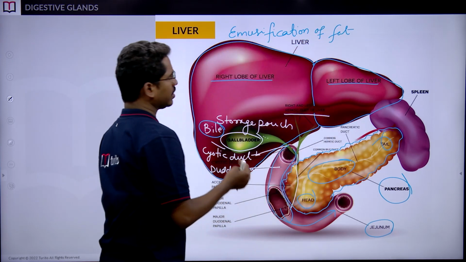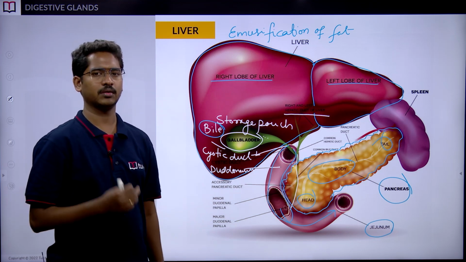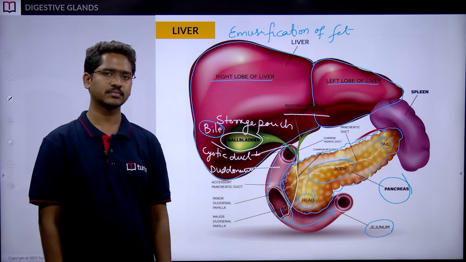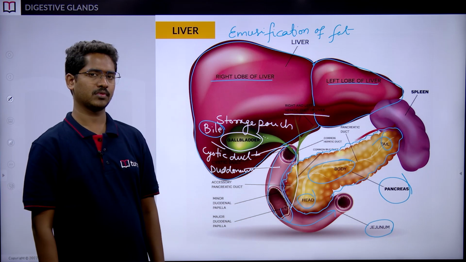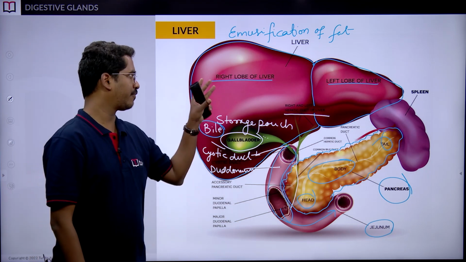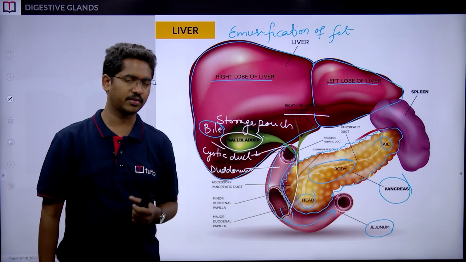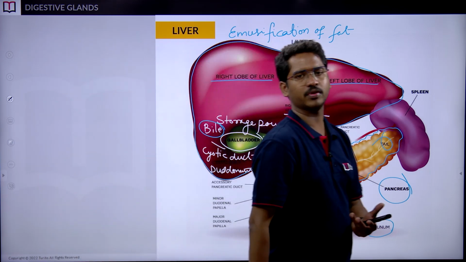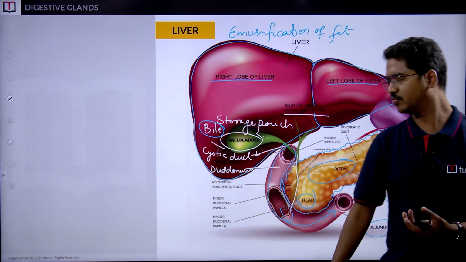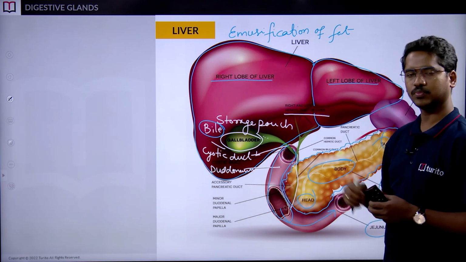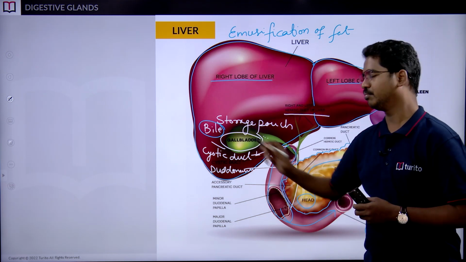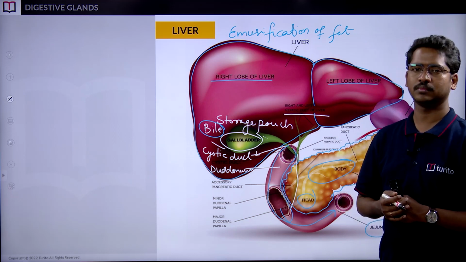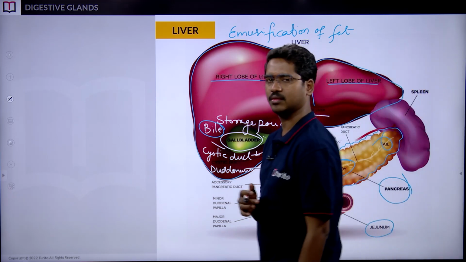Why do you think emulsification of fat is required before digestion? What I want to tell you is, if the fats are not emulsified, it is really difficult, actually kind of impossible, for the fats to get digested. We are trying to emulsify them by adding bile juice. So, what is happening here? Any guesses?